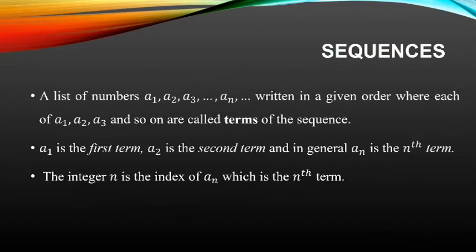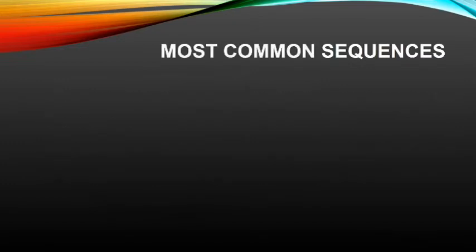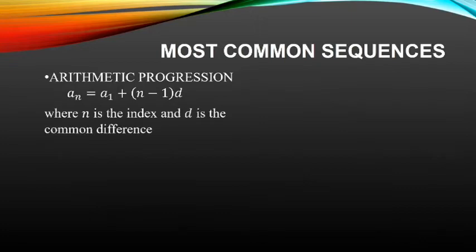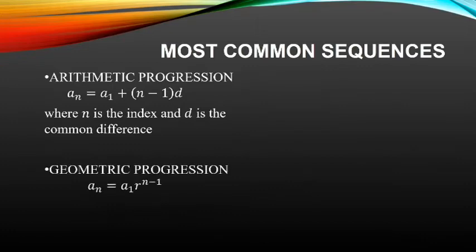So integer n indicates kung pang ilang term na yung a sub n na yun. And the most common sequences are arithmetic progression, which we have a formula for a sub n, which is equal to the first term plus n minus 1 times d, which is the common difference between the terms. And we have a geometric progression, which has a formula for a sub n, which is equal to first term, a sub 1, times the common ratio raised to n minus 1.